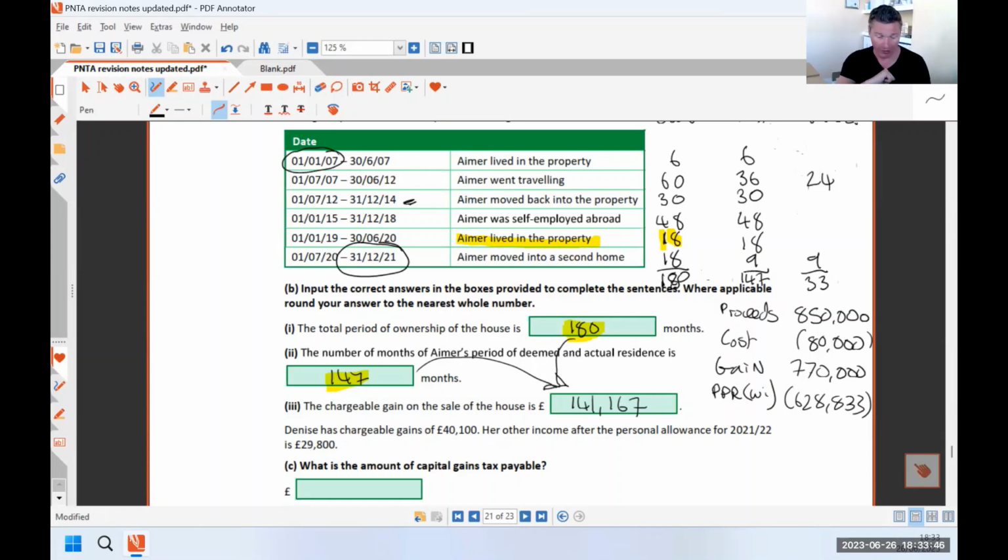I always go, when would we complete 1 year? So the 1st of July 2012, when we complete 1 year, would be 30th of June 2013, then 30th of June 2014. Now we don't get to 30th of June 2015. So we've got 2 years. Now we need to work out from the 30th of June 2014, how many months have we got? So we've got July, August, September, October, November, December.